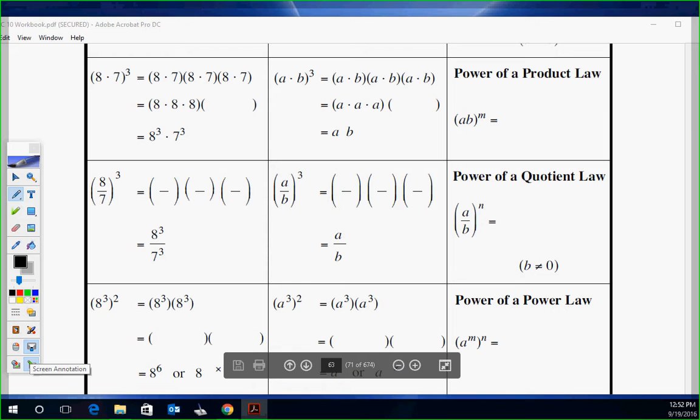All right, so then this one we have the power of a product. So what that means is that you have a product inside. So what happens is if it's 8 times 7, the 3 just hits both bases. Okay, so what that means is you have 3 8 times 7s or 3 8s and 3 7s, like that. Okay, so ab to the m is a to the m, b to the m. All it means is the m hits both. Didn't talk about that one as much last year.